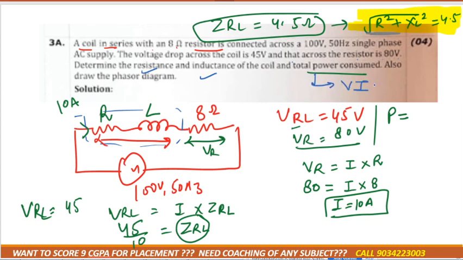Next is the total power consumed. Total power consumed is VI cos phi. They have given 100 volt, current 10 ampere, and cos phi is R by Z. Now we know the value of R and we know the value of Z. Got it?